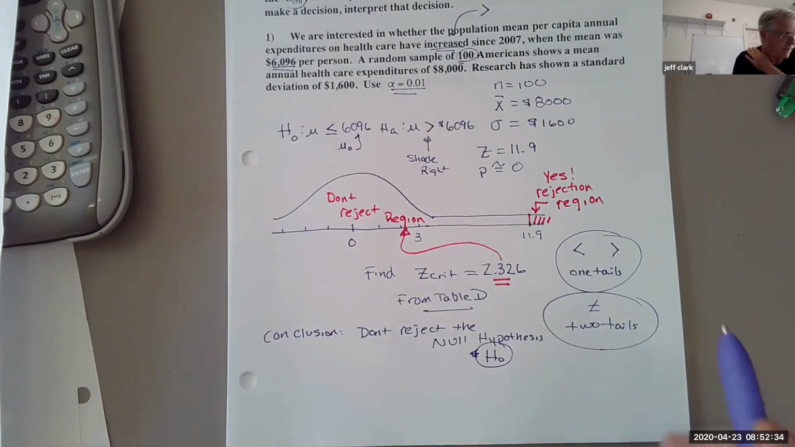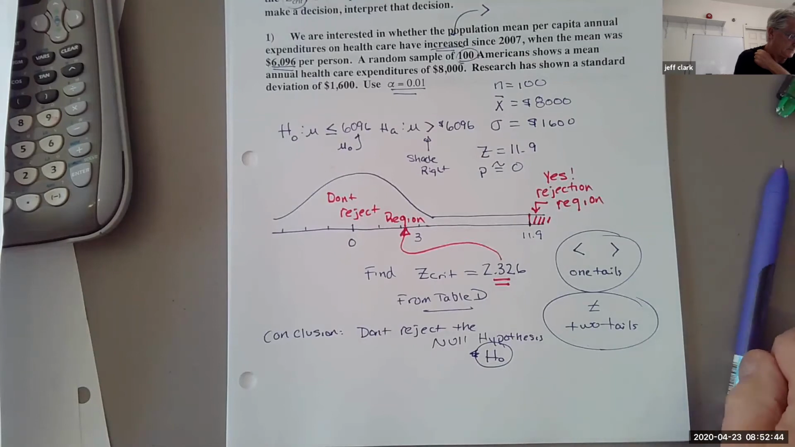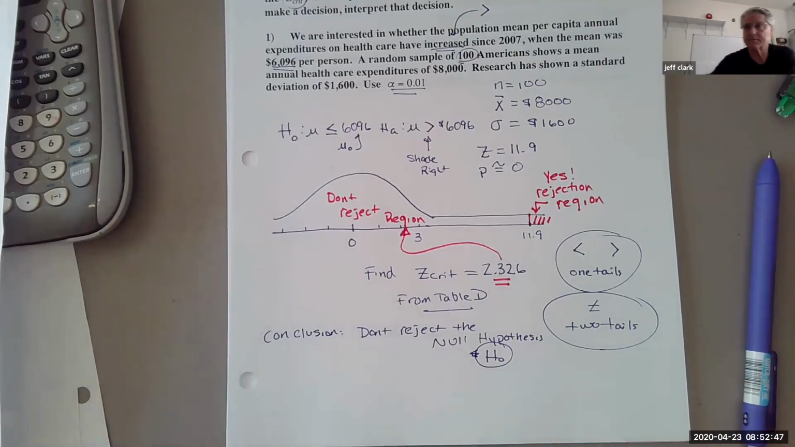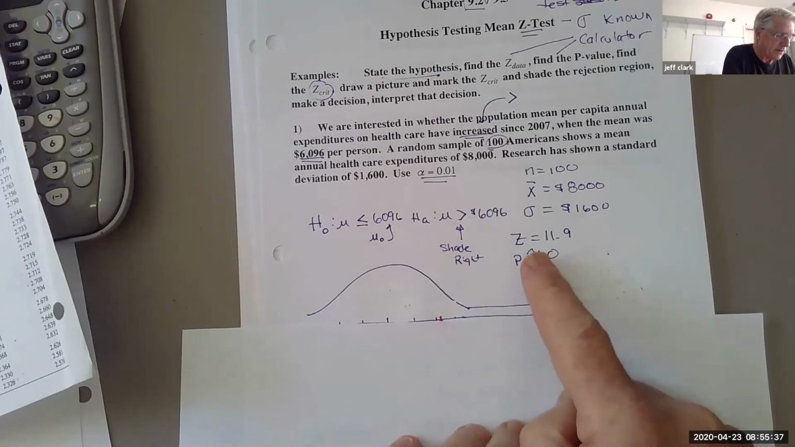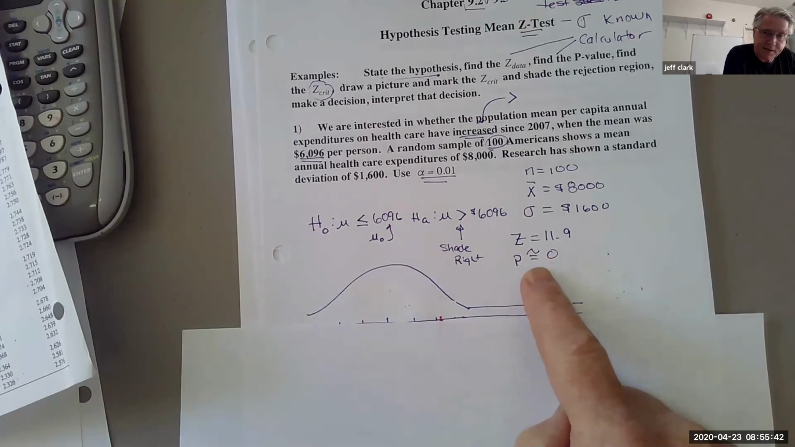Don't reject the null hypothesis says we're not going to... So now what have we got here? We've got the value of Z that we got from a calculator, and we got this p-value, which we're going to figure out what to do with down the road.